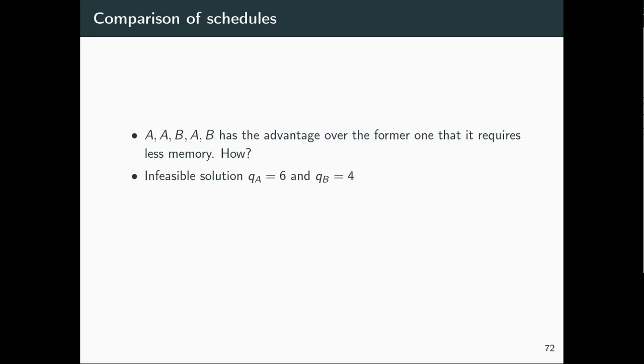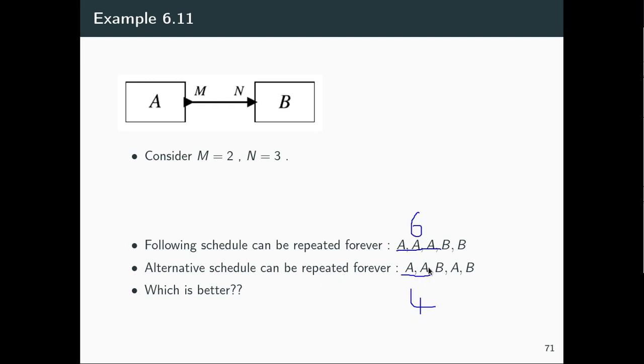Okay, so this is a feasible solution, but it is infeasible due to the reason that the number of firings that you require for A is quite high. You can see that the alternative schedule that we have given here is an optimal schedule, in the sense that we can have the bare minimum number of tokens that are required by B just with 2 firings of A.